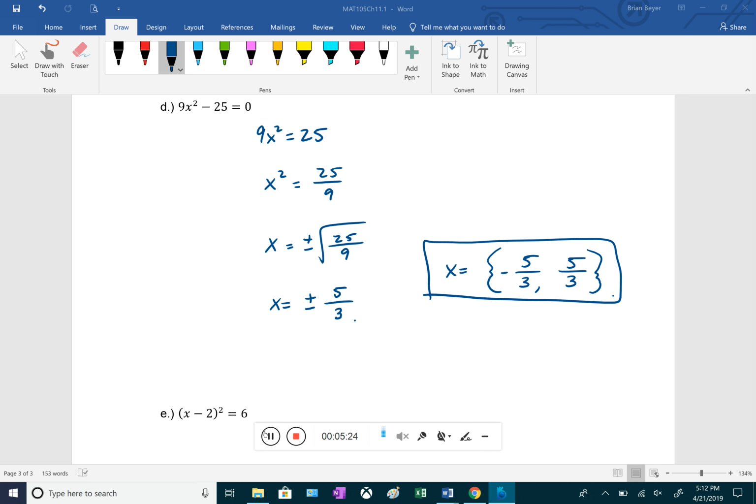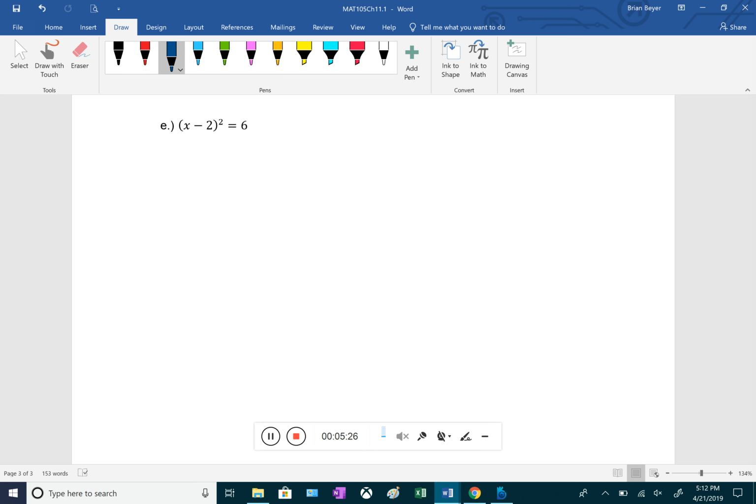Okay, and then for the last one here, we have x minus 2 squared equals 6. So for this one, it doesn't look like the other ones that we just did. But since we have the whole left side, which is a binomial being squared, we can take the square root of both sides right away. Taking the square root of x minus 2 squared will cancel the square. So we're going to be left with x minus 2. The square root of the right side will give us plus or minus the square root of 6.